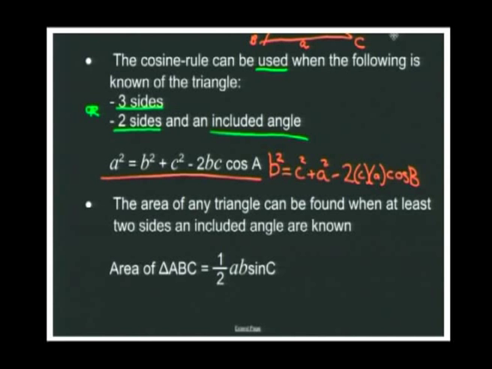The area of any triangle can be found when at least two sides and an included angle, so we're kind of missing an 'and' over here, so I'll quickly include that. Two sides and an included angle are known. We can also use this not only if sides and angles are given. If you are given the area of the triangle, you can then work out either one of the given sides or one of the angles by substituting and manipulating the equation.